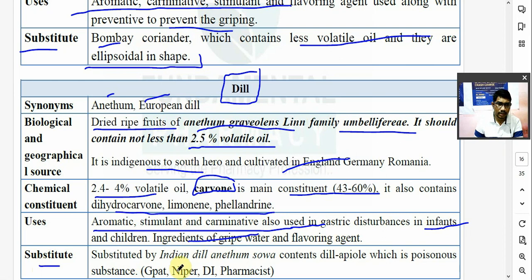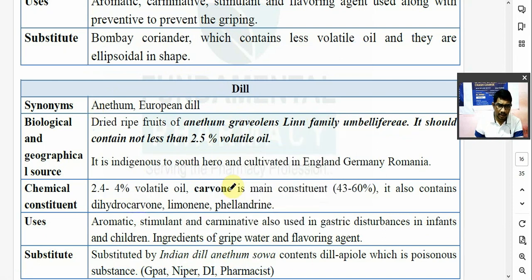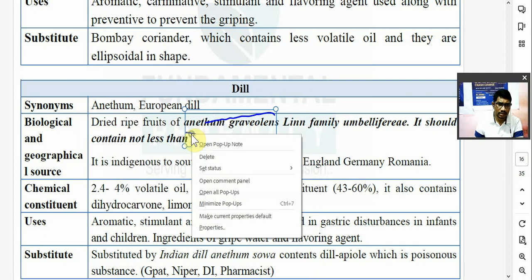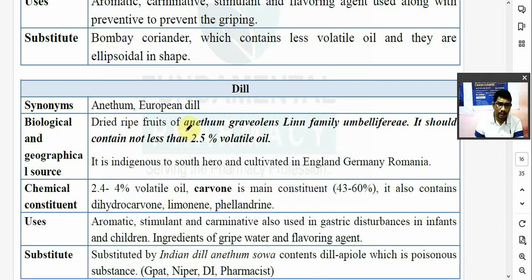It is substituted with Indian dill, Anethum sowa. Indian dill is known as Anethum sowa. A question will come: Anethum graveolens is known as European dill. Anethum graveolens is nothing but European dill. What is Indian dill? Anethum sowa is Indian dill.